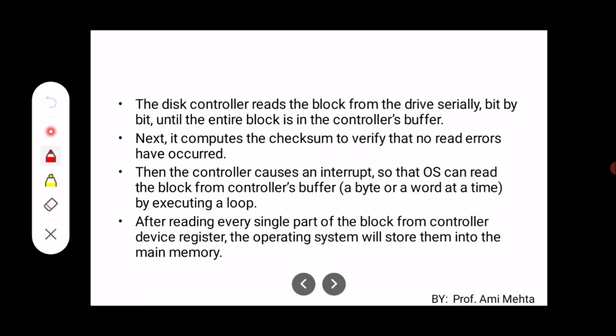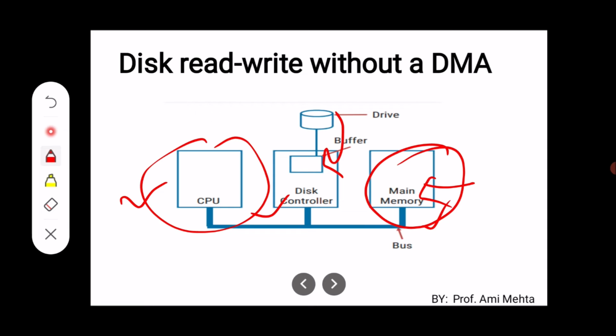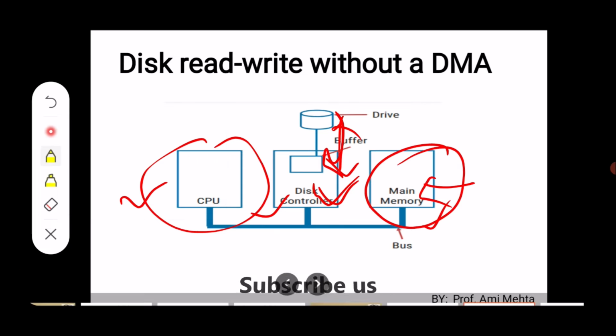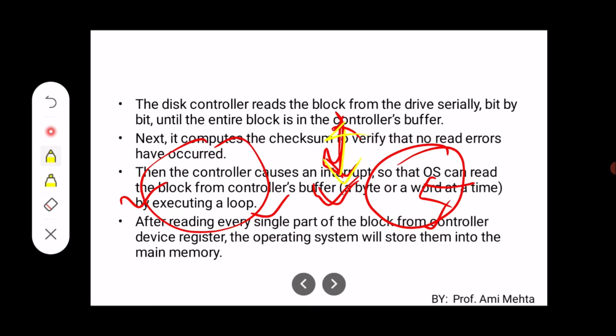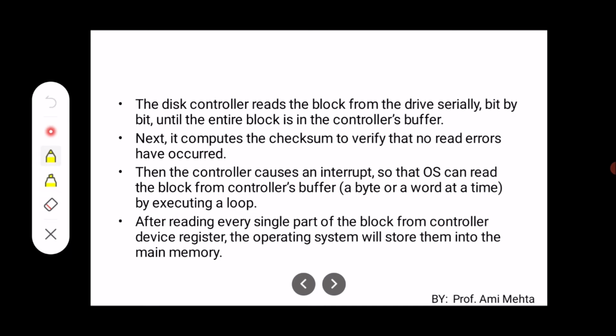Let us understand: the controller reads the block from the drive serially, bit by bit, until the entire block is in the controller's buffer. So this is the disk controller, which reads the data from the drive byte by byte. Whenever this IO operation is performed, the byte by byte data is transferred into this disk controller buffer. Next, it computes the checksum to verify that no read errors have occurred.